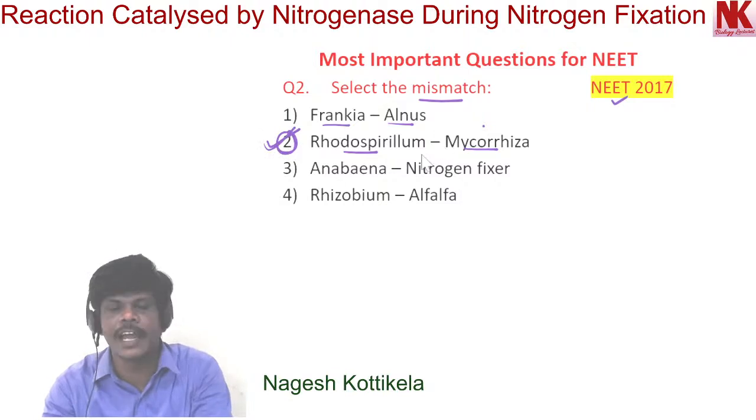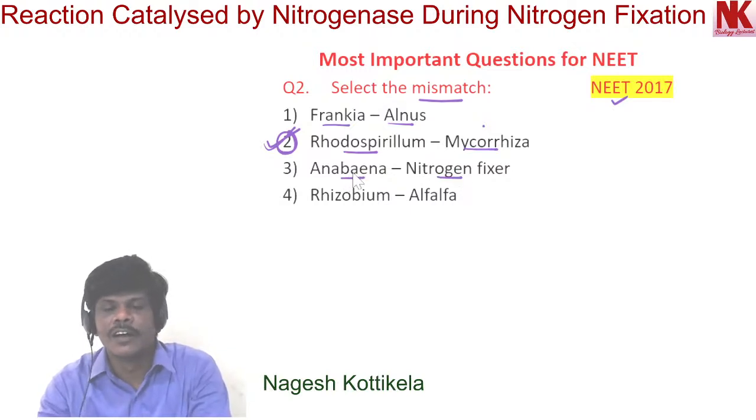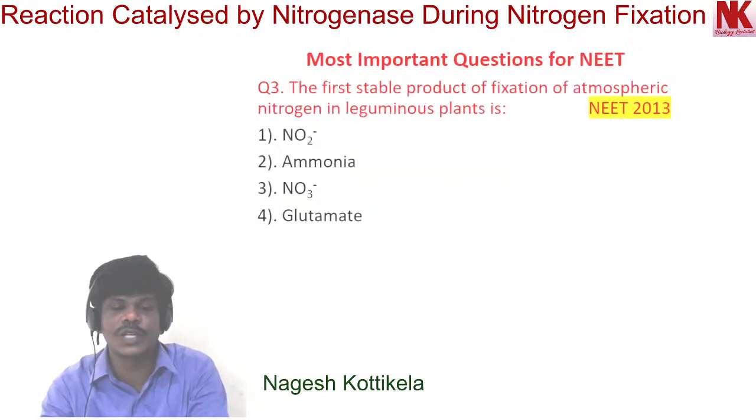If we check the other options, Anabaena, nitrogen fixer. Yes, it is a nitrogen fixing cyanobacteria. If we check the other option, Rhizobium, alfalfa. Alfalfa is a leguminous plant, and Rhizobium has association with leguminous plants. So this is also correct. So the mismatch here is the second option. Now moving to the next question.